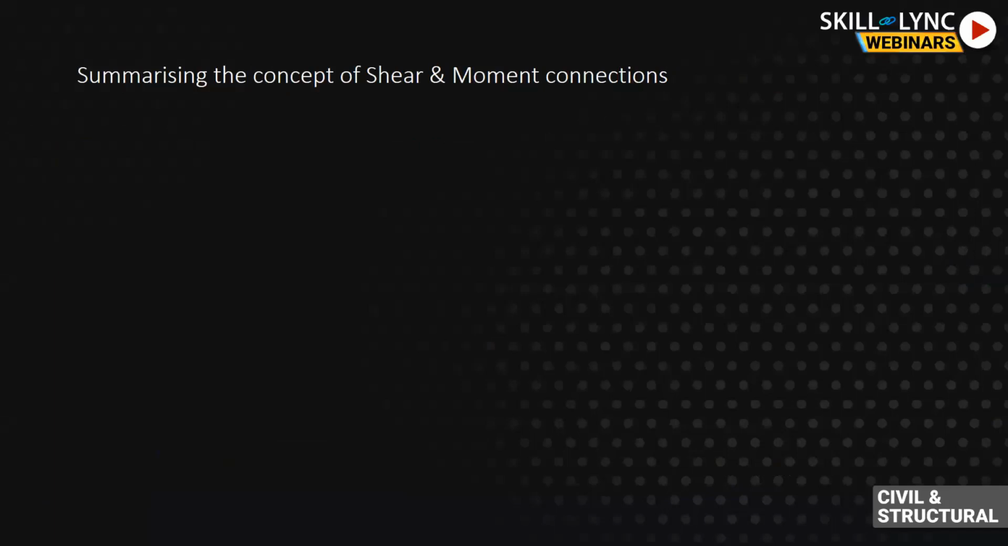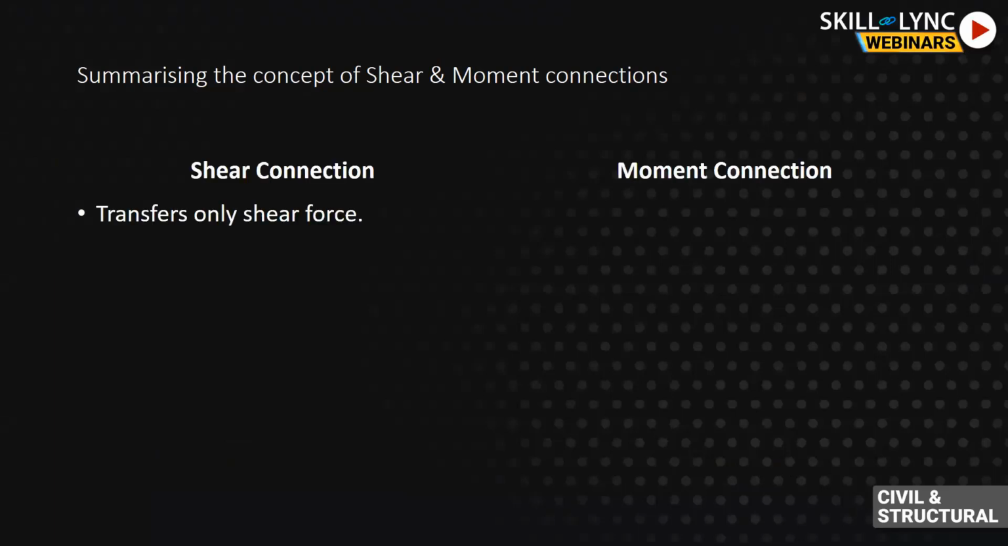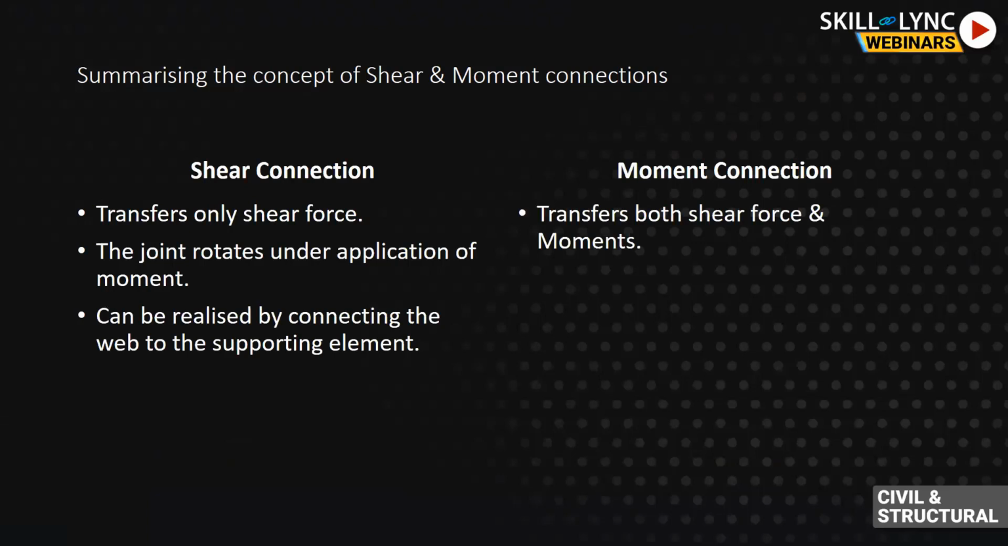So now that we have a brief idea about the shear and moment connections, let us summarize what we have seen till now. The features of the shear connection are that they will transfer only the shear forces and nothing else. The joint of the shear connection will rotate under the application of moment. This connection can be realized by connecting the web to the supporting element. This is the important part for a shear connection.